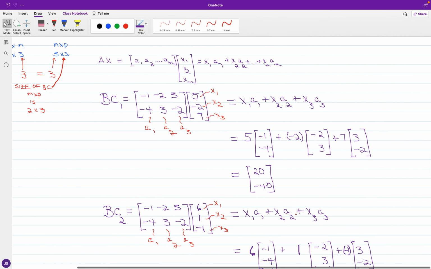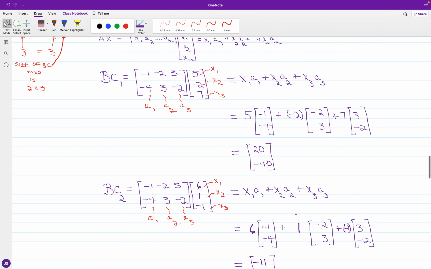And then if I go over to the next column in C, I still had the same B. And then the second column values from C, I have 6, 1, -1, and letting the 6, 1, and -1 be respectively x1, x2, and x3, and then distributing over the matrix set we have from B. We have A of 1, A of 2, A of 3, and filling in, we have for the result here -11 and -19.